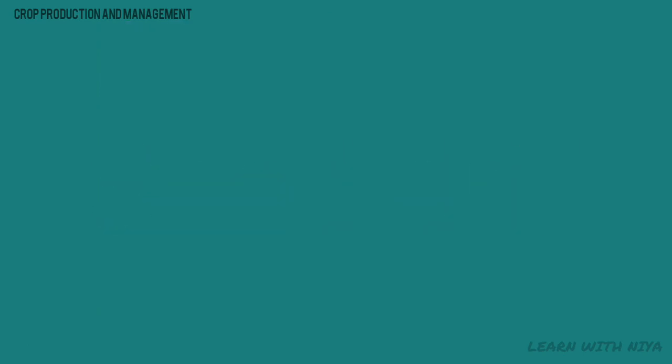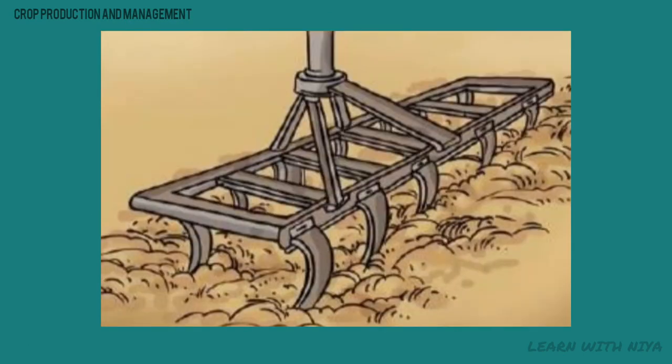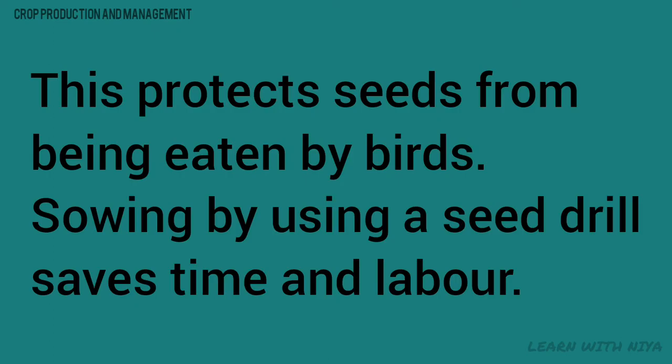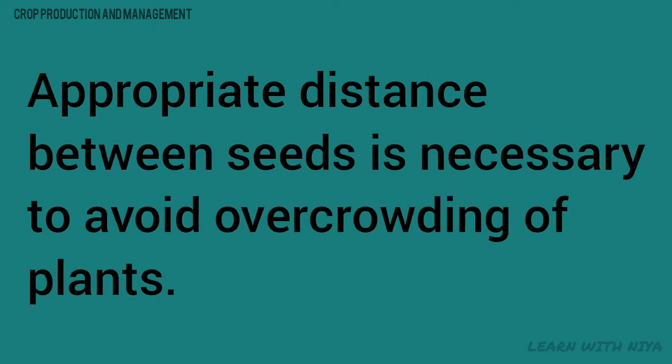Seed drill. Nowadays, the seed drill is used for sowing with the help of tractors. This sows the seeds uniformly at equal distance and depth. It ensures that seeds get covered by the soil after sowing. This protects seeds from being eaten by birds. Sowing by using a seed drill saves time and labor.